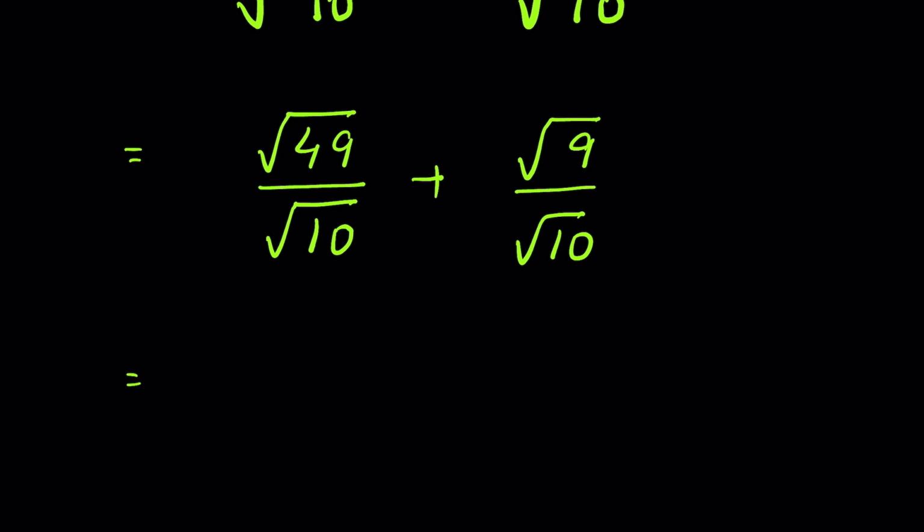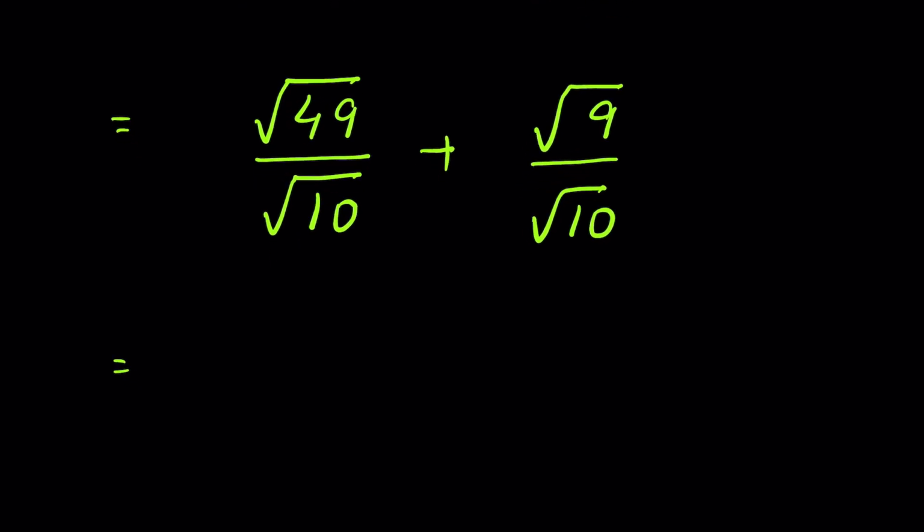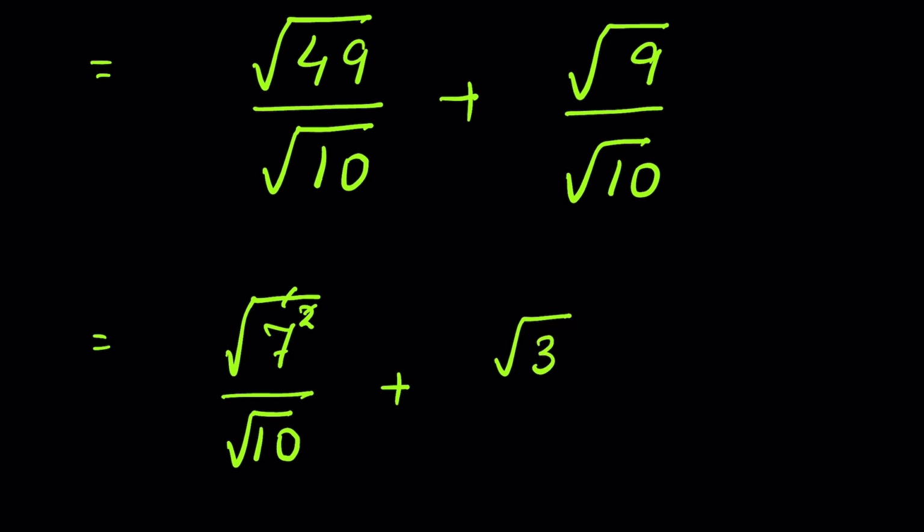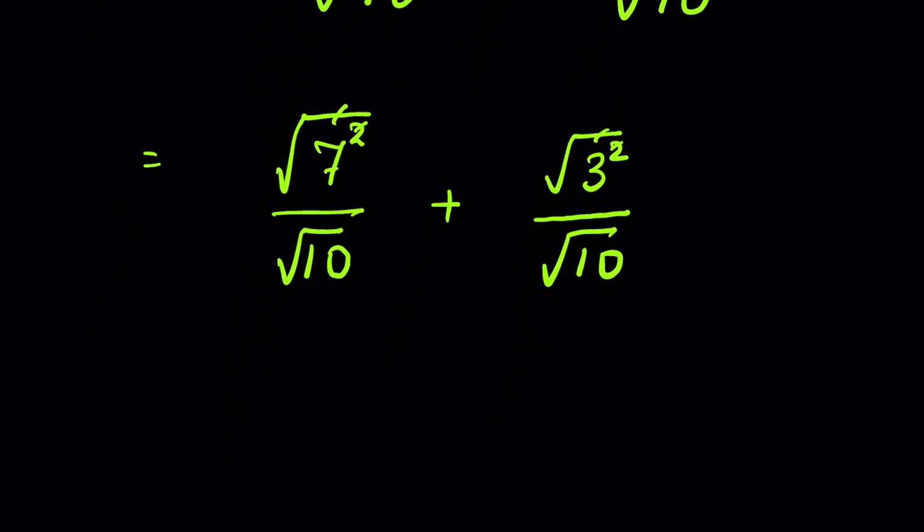Now square root of 49 is 7 because 49 we can write it as 7 square under square root. So remove the square root with the square upon square root of 10, plus square root of 9 is 3 square under square root. So remove square root with the square upon square root of 10. So this is 7 upon square root of 10 plus 3 upon square root of 10.